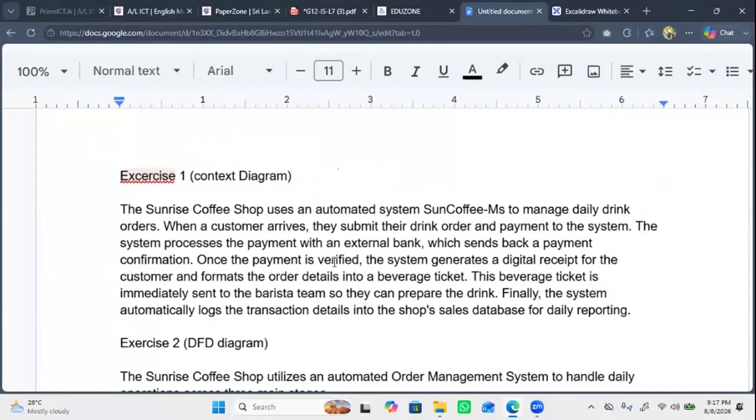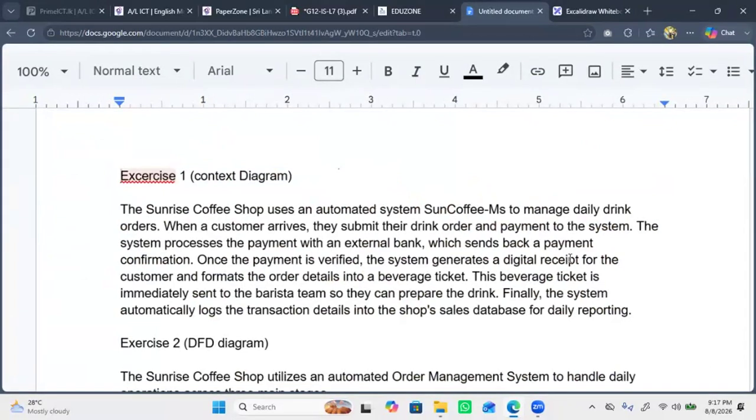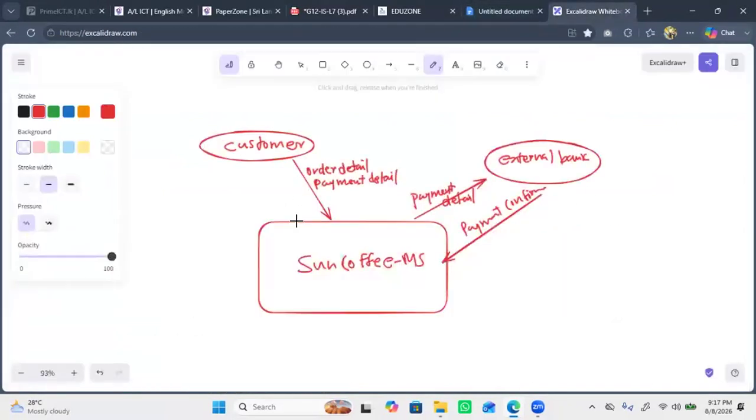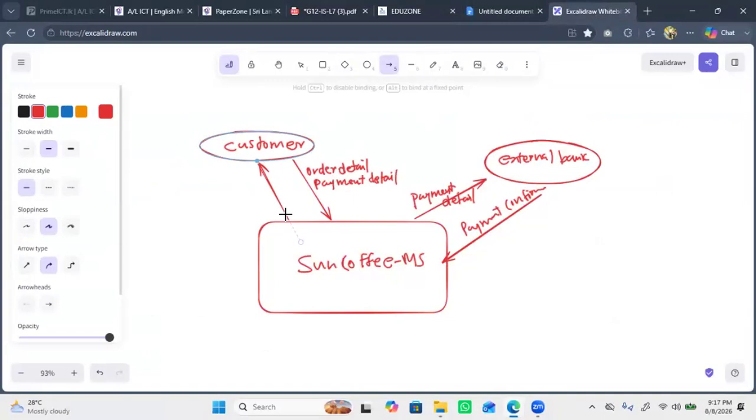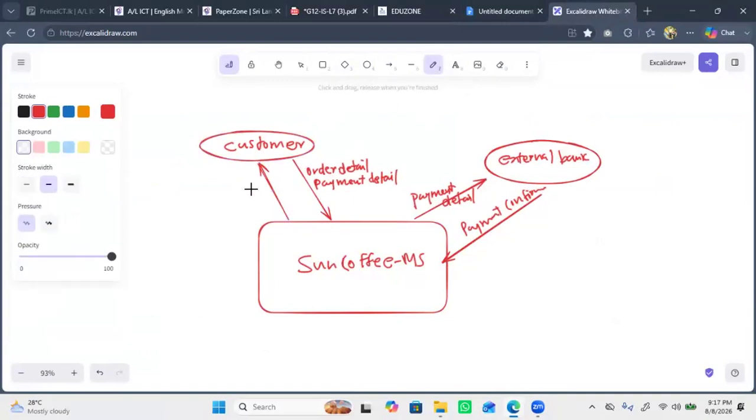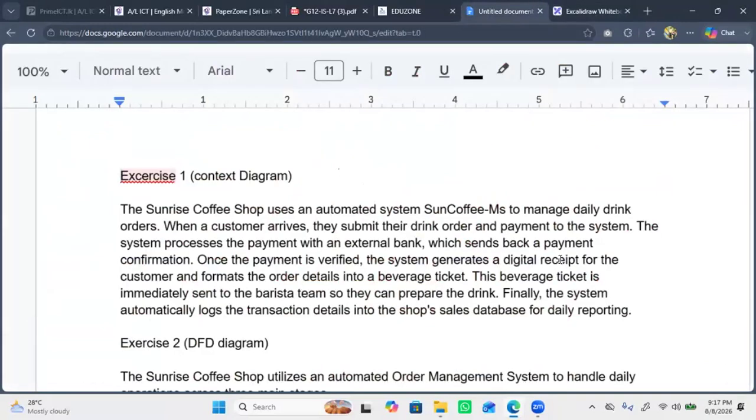Once the payment is verified, the system generates a digital receipt for the customer. And the system gives the digital receipt to the customer. Digital receipt. Easy. Okay. Finally, for the customer, and formats the order detail into a beverage ticket.